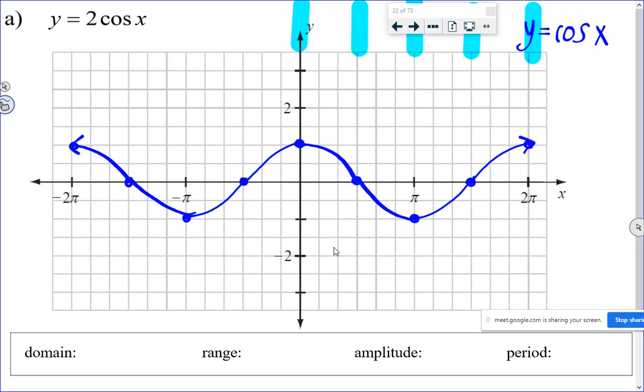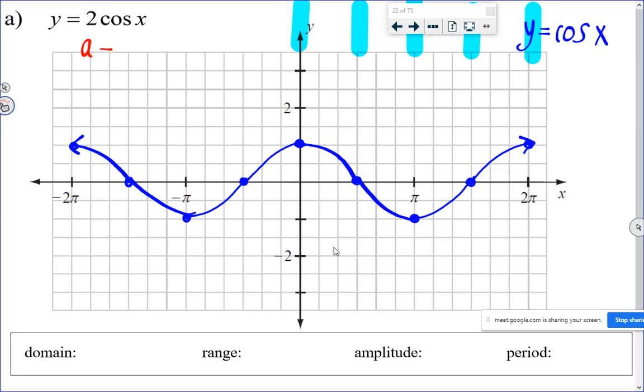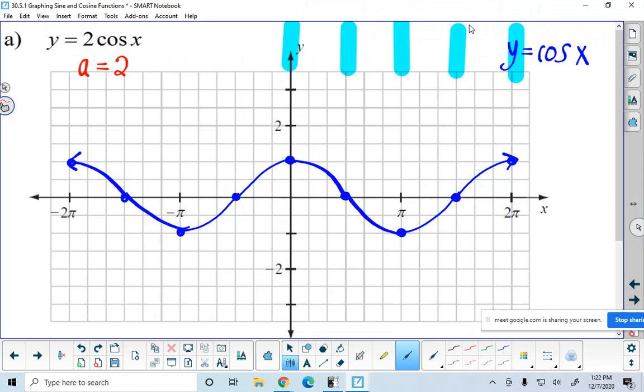So when we look at y equals 2 cos x, we are multiplying the entire function by 2, and that tells us that the a value in terms of transformations is 2. So every point is going to be stretched vertically by a factor of 2. And now comes something that I would like you to get in the habit of thinking and doing. Rather than thinking of transformations as stretches here, think this way.